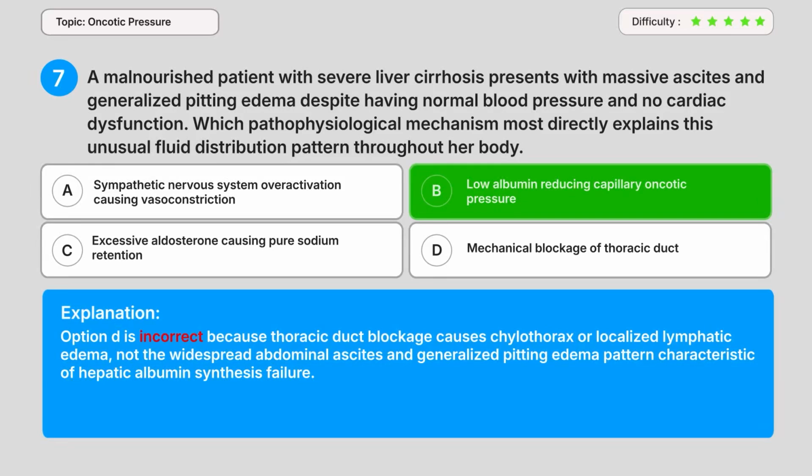Option D is incorrect, because thoracic duct blockage causes chylothorax or localized lymphatic edema, not the widespread abdominal ascites and generalized pitting edema pattern characteristic of hepatic albumin synthesis failure.